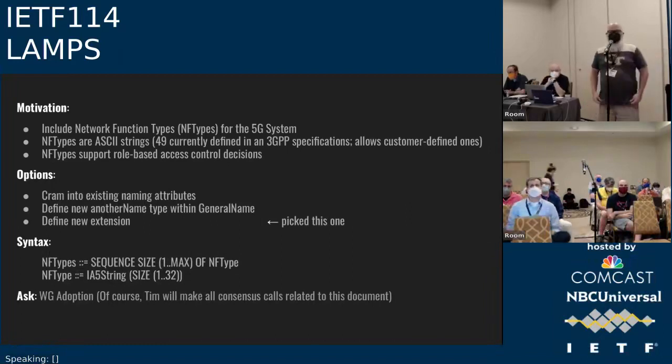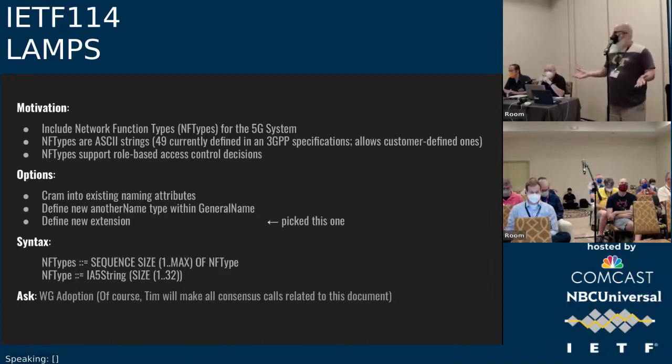It is a sequence of NF types, and we went with all the ASN.1 options so that we could put a size on it and it's not unbounded. They're restricted to 32 characters in length, and that's really it. That's it for the draft. We think it'd be all right to specify here, because usually 3GPP oftentimes specifies and points to the IETF RFCs. So we figured we'd do them a solid and be done with it. It's a very simple draft. The ask is, did anybody read it? And if you did, what do you think about adopting this?